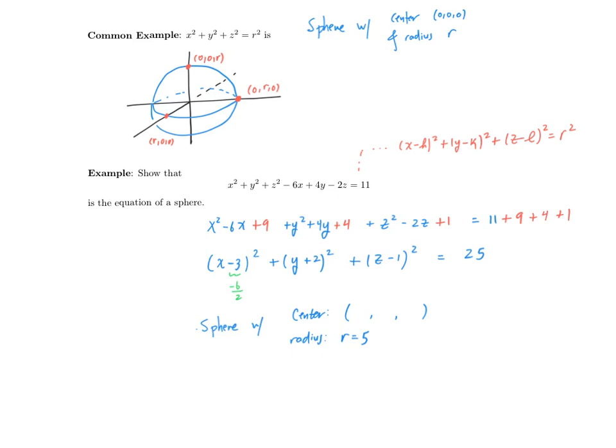Okay, now that you've done this, the center, going from left to right here, paying particular attention to the form x minus h, y minus k, z minus l, will be 3, minus 2, 1. And note it's really this minus 2 that we have to be the most careful of. That y plus 2 is really y minus a minus 2. And this completes our discussion of three-dimensional space.